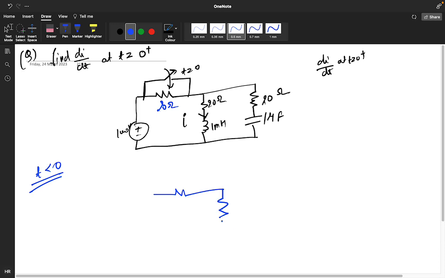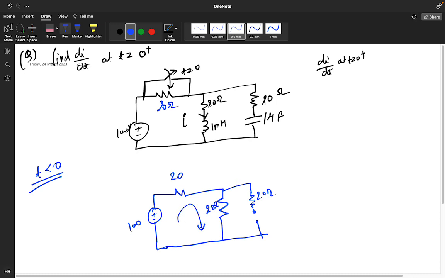The inductor will be replaced by a short circuit. I am taking the steady state, meaning from minus infinity to 0, and this is my 20 ohm, and the capacitor will be replaced by an open circuit. So positive negative 100 volt, this is 20 ohm, this is 20 ohm. So what current will flow in this, because there will be a zero current?